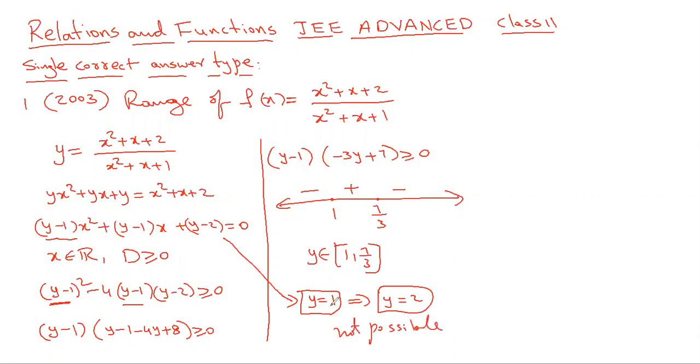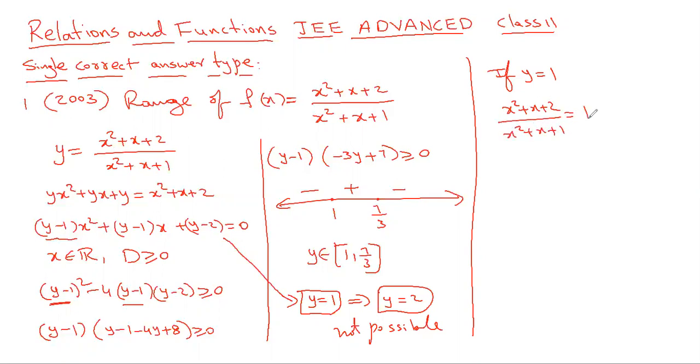This is one way to verify that. The other way to verify that is, if y equals 1, then we need to write x square plus x plus 2 by x square plus x plus 1 equal to 1. Then x square plus x plus 2 equals x square plus x plus 1. So 2 equals 1, which is never possible. So y equal to 1 is not allowed. Then immediately you get it out.